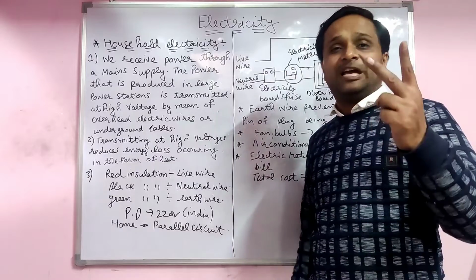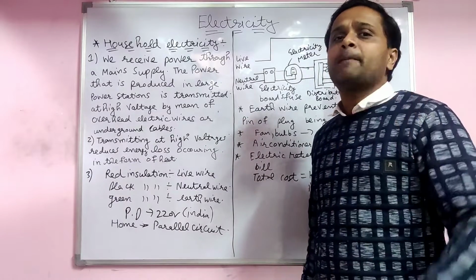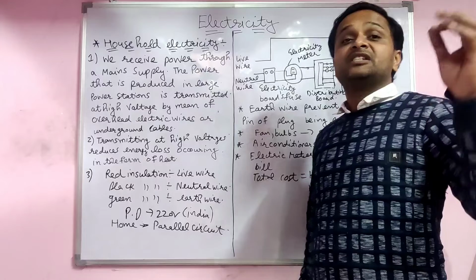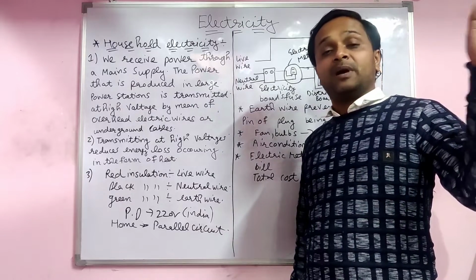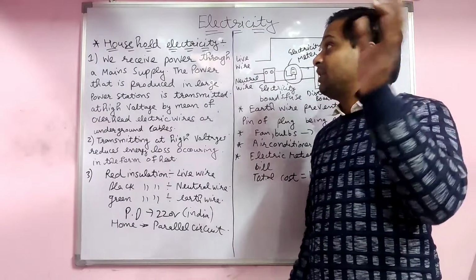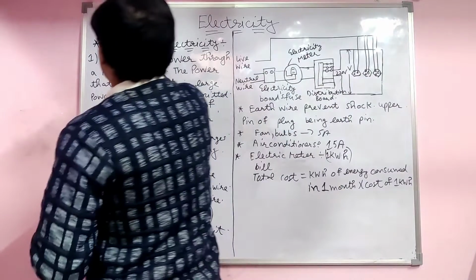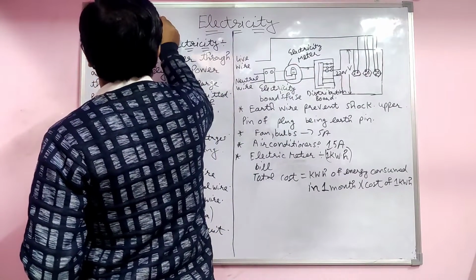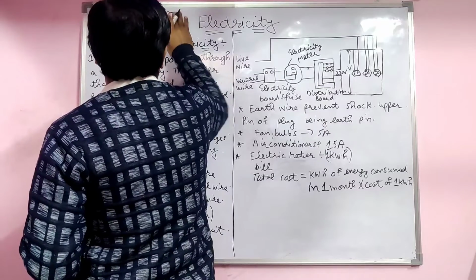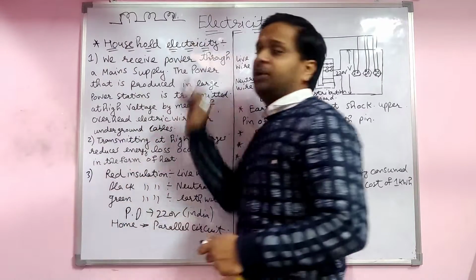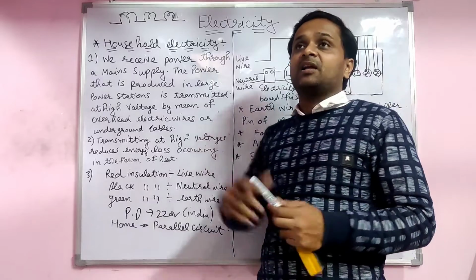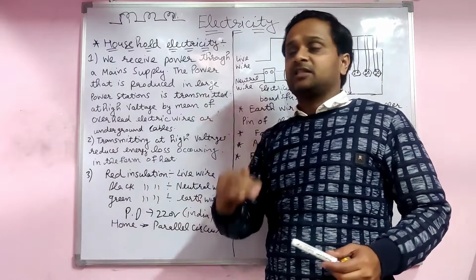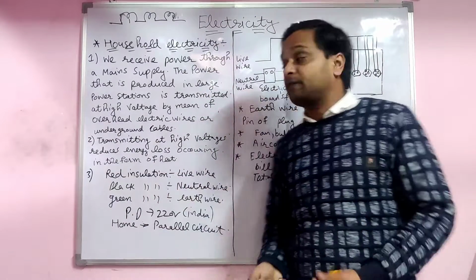Actually, circuits are of two types: one is a series circuit and one is a parallel circuit. In a series circuit, bulbs are connected in series, one by one, like this, with one wire only. But in parallel, first like this, then second, then third like this. That I will explain afterwards.